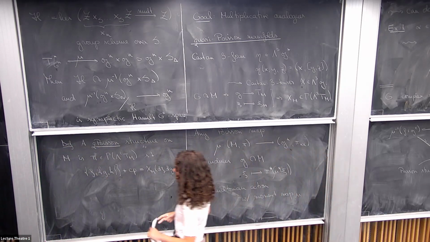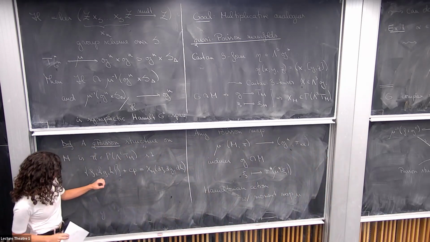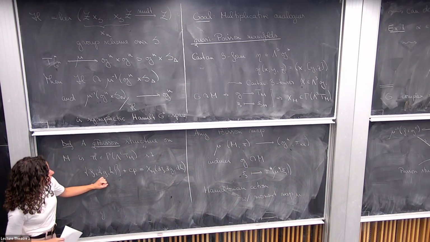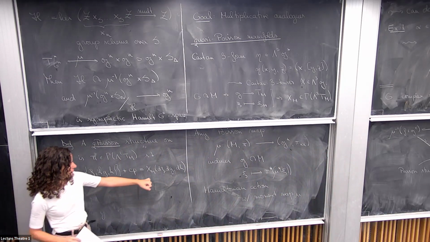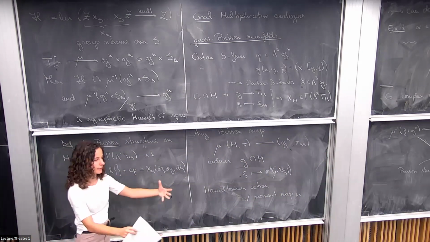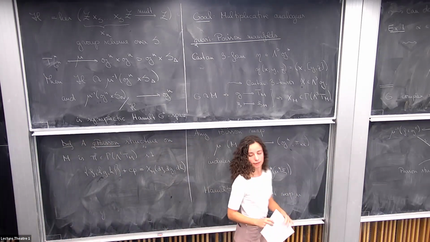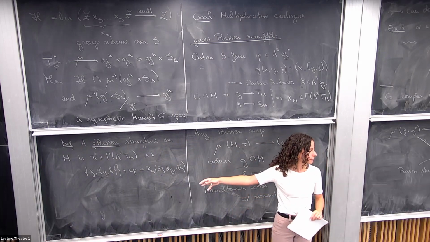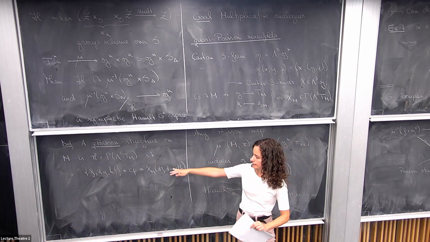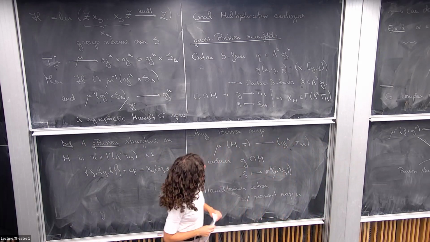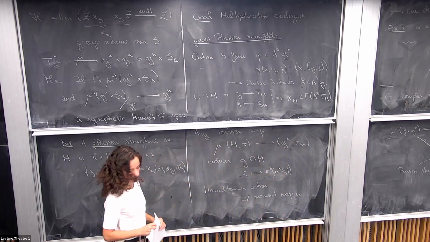So what you can think of is that if I view the Jacobiator as something that eats three differentials and spits out a function, then it's a trivector field. And the statement is that this Jacobiator of pi is exactly the trivector field induced by this Cartan 3 tensor.